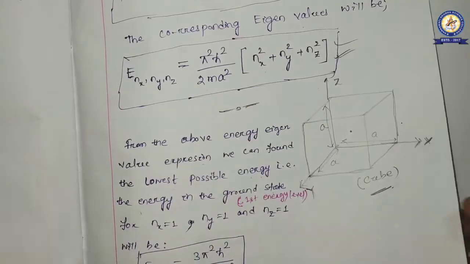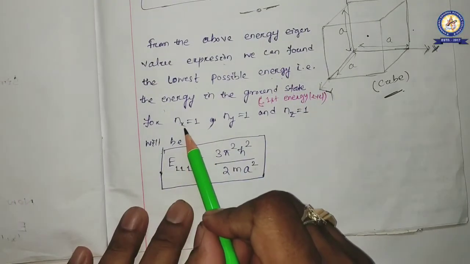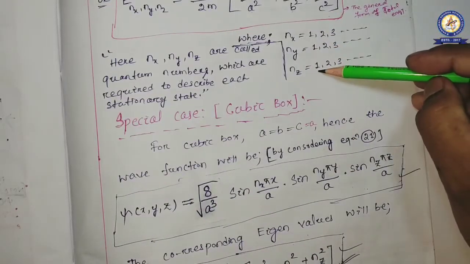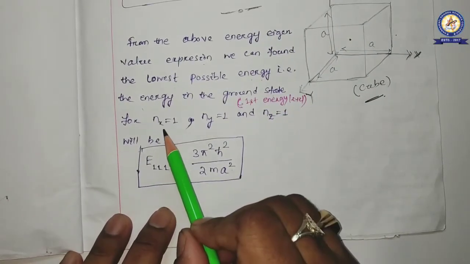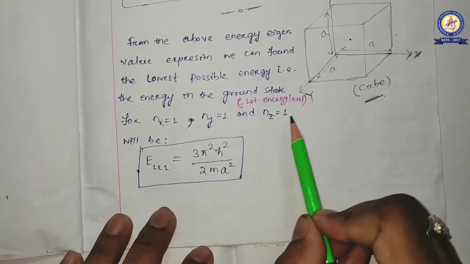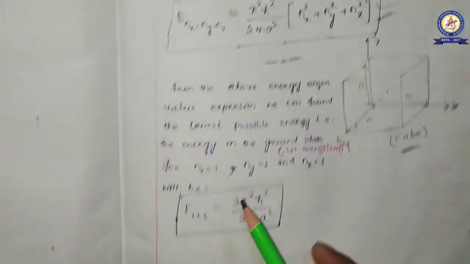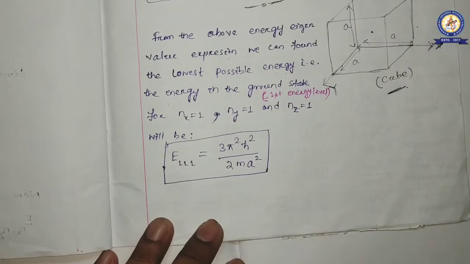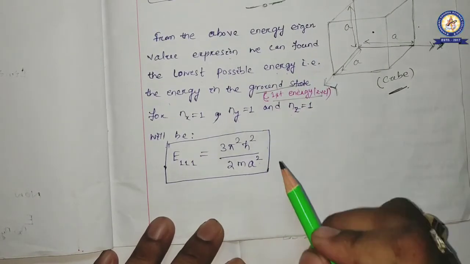These things we have already discussed. And here, as nx, ny and nz start from 1, the lowest energy state will be nx equal to 1, ny equal to 1, nz equal to 1. If we put 1, 1, 1 here, it will be 3 pi square h cross square by 2 m a square. This is nothing but the ground state or first energy level.